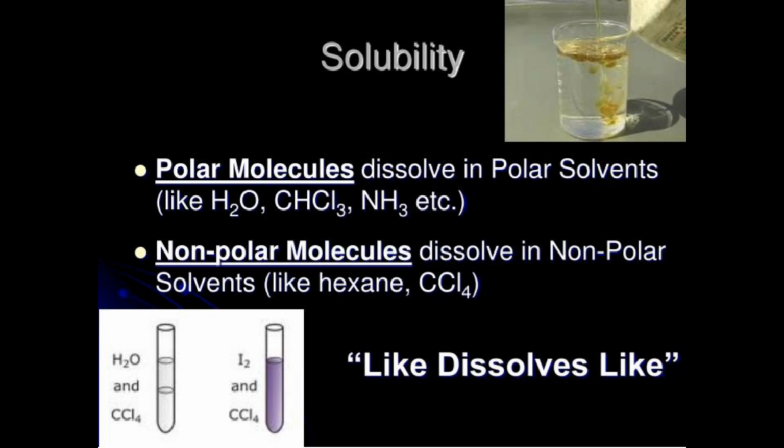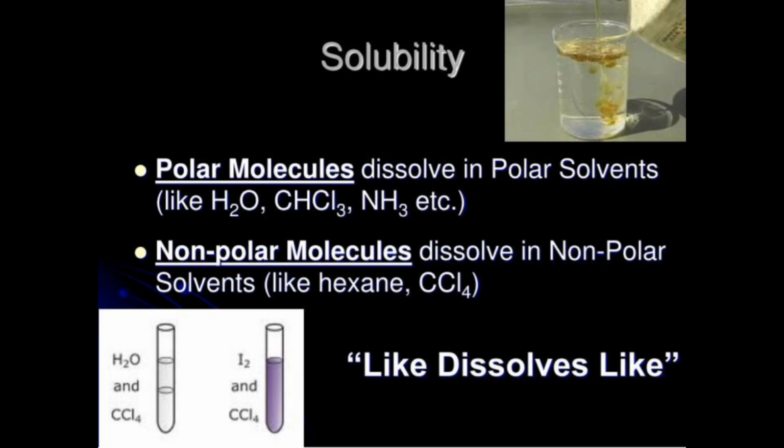Then non-polar molecules, e.g. hexane, CCl4, and so on, will also dissolve in non-polar solvents. Examples of non-polar solvents can be ethanol, kerosene, petrol, etc.